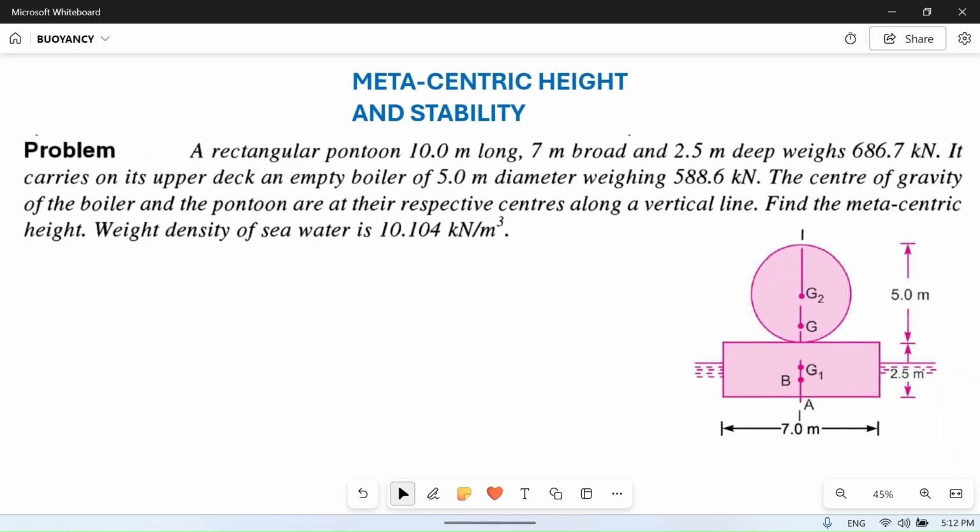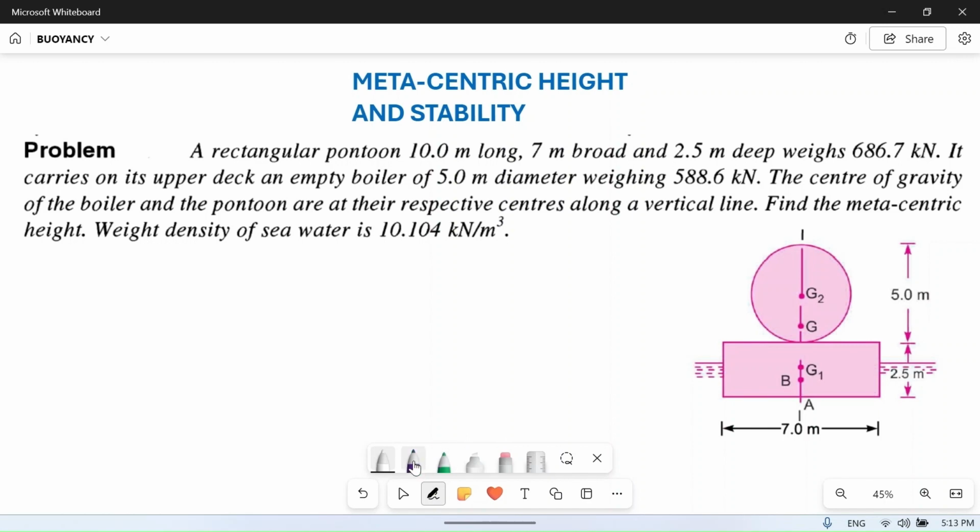So in this video we will solve a numerical problem which is based on metacentric height and stability. I will suggest you to please watch this playlist from video number 1 so that you can have better understanding. Okay, a rectangular pontoon 10 meter long.